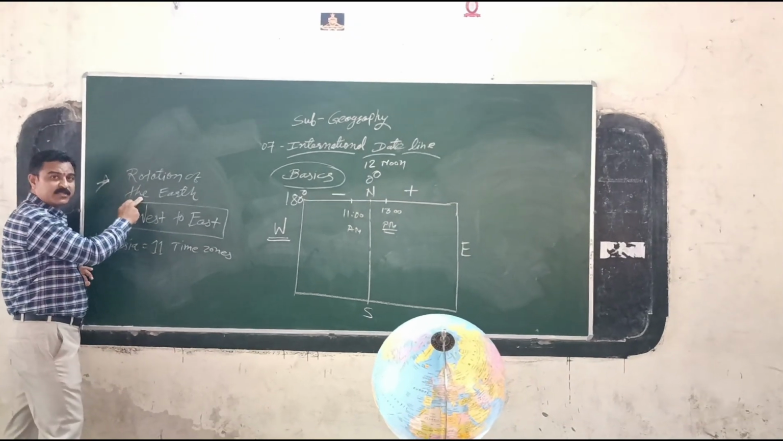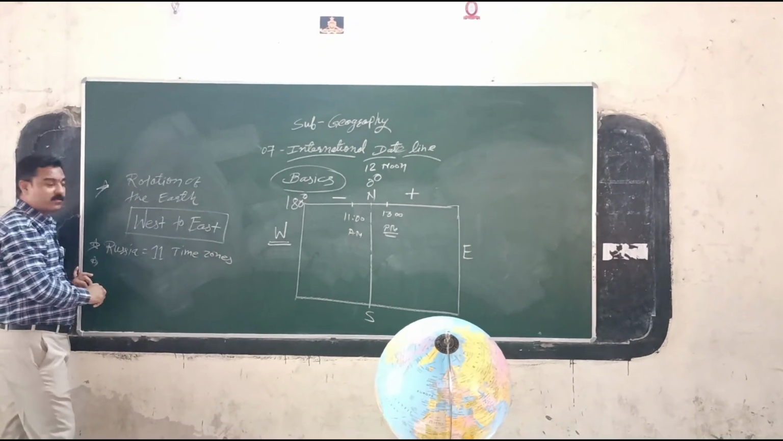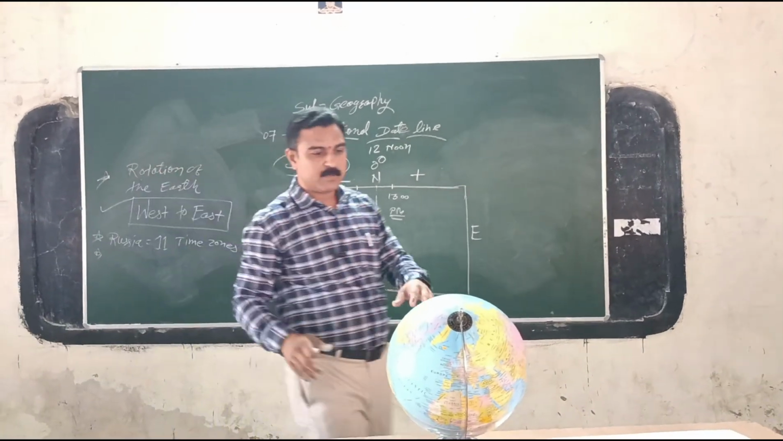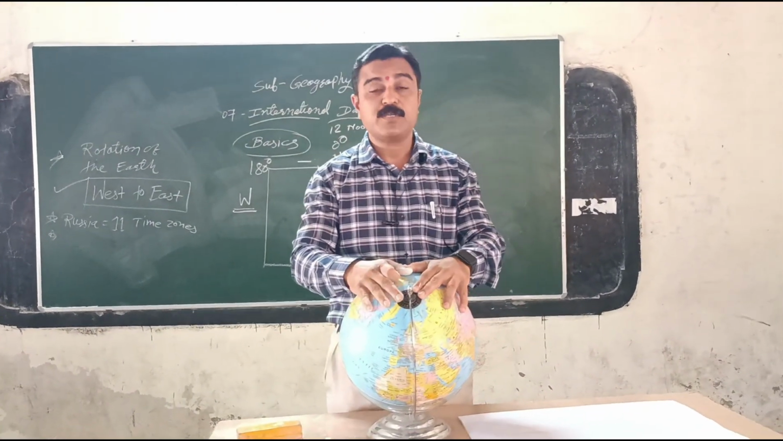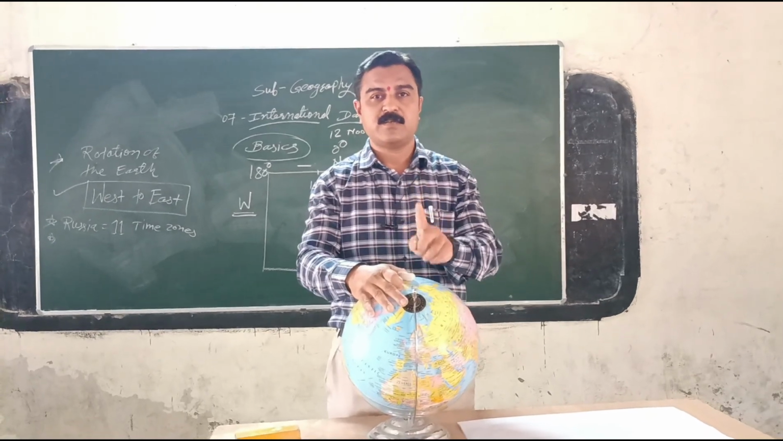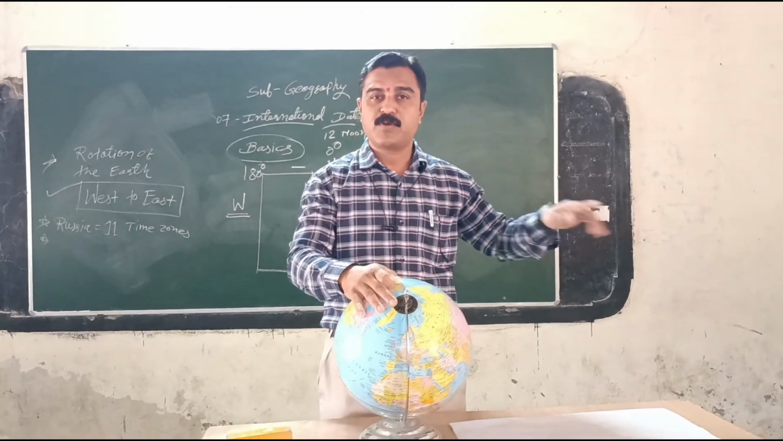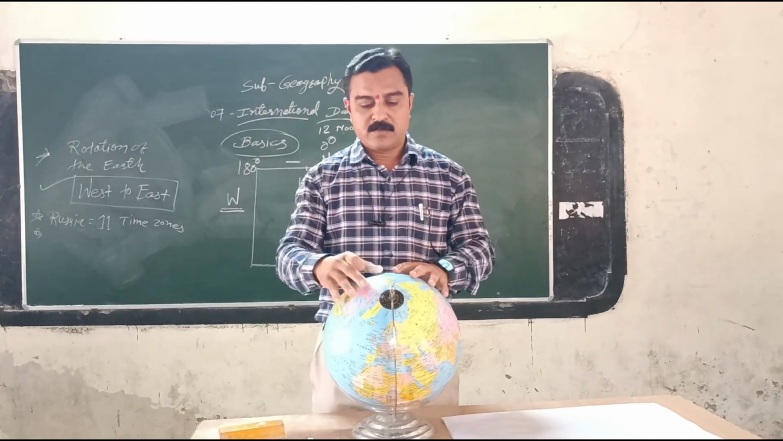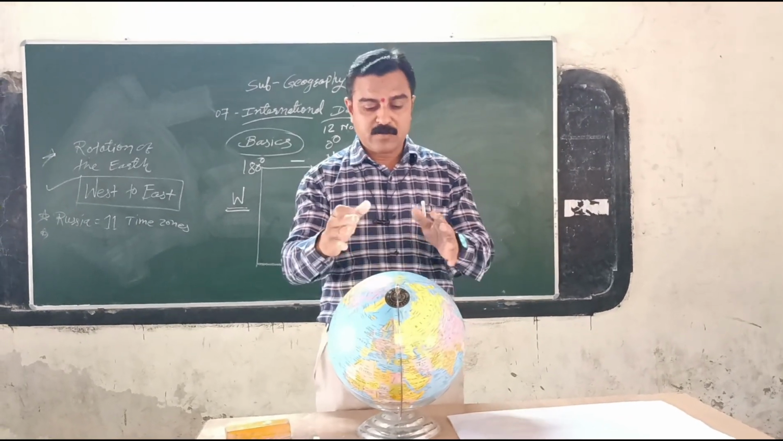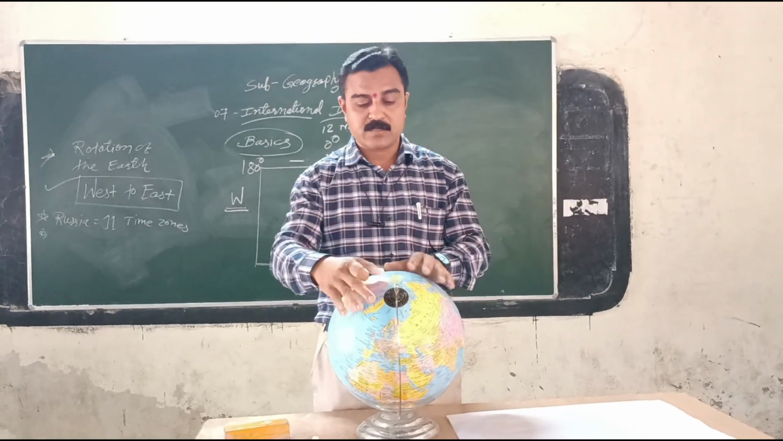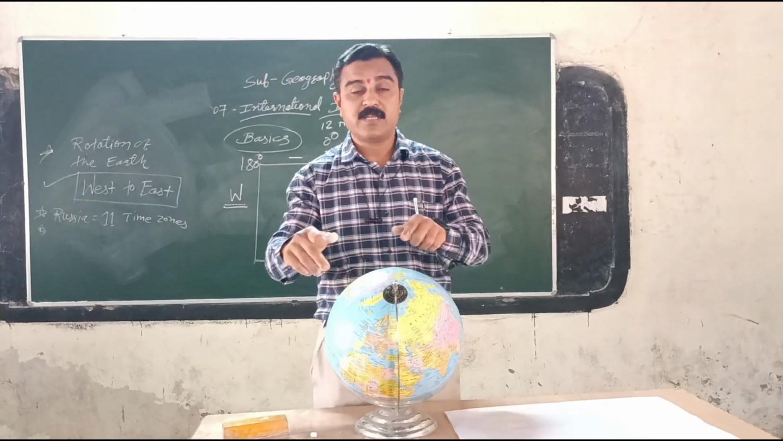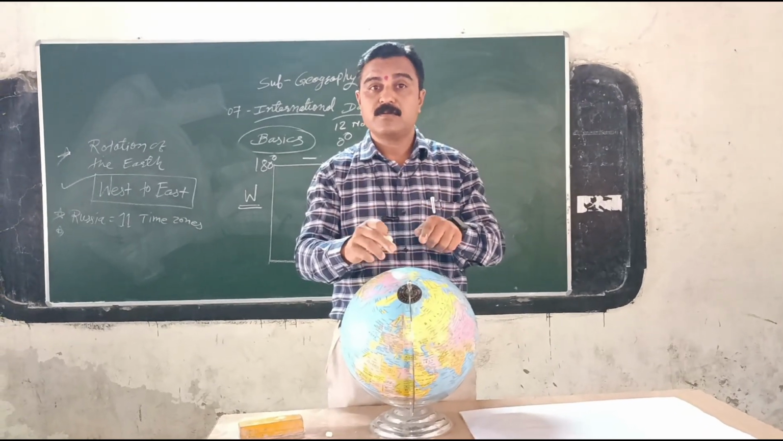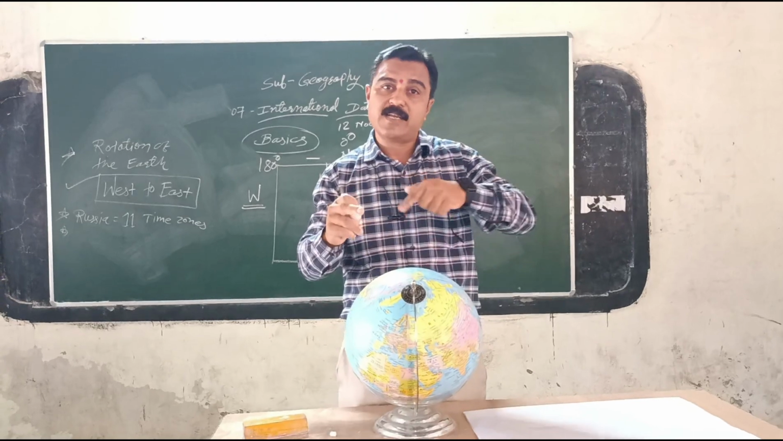Now, the next important thing is called the rotation of the Earth. The Earth rotates from west to east. Now this is the globe. As we know very well, the Earth rotates. Because of this rotation we do have day and night, and because of the revolution we do have seasons and everything. Now we will focus on the rotation of the Earth. Earth rotates from west direction to east direction. Now whenever we go from west to east, the Earth rotates and it will continue.